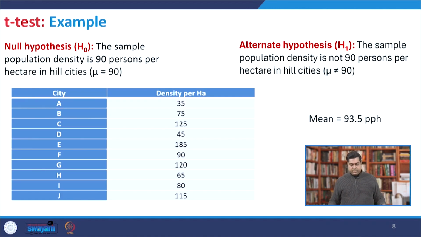Now, let us understand this particular example: the sample population density is 90 per hectare in hill cities. So, we assume that mu, or the mean, is 90, and the alternative is that it is not 90. That is the assumption. There are 10 cities we are taking here, and you have the values 35, 75, 125 like that. Somewhere it is more, somewhere it is less, and the mean of all those values is 93.5 persons per hectare.